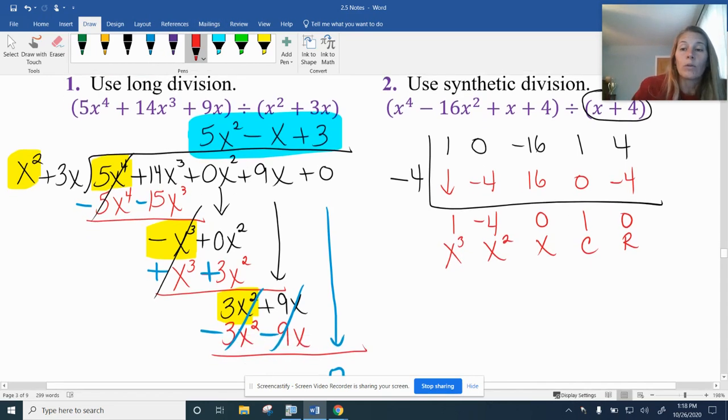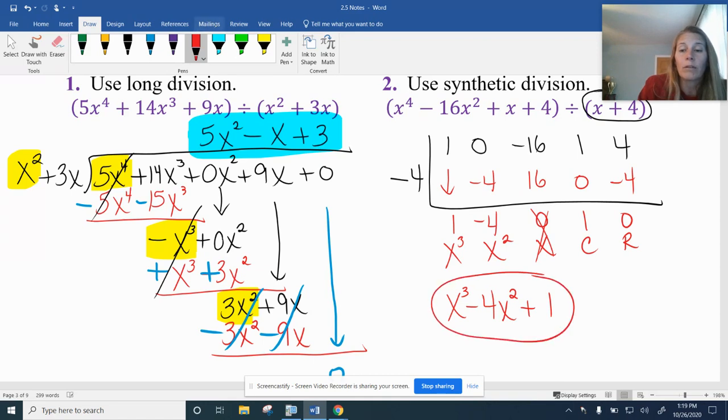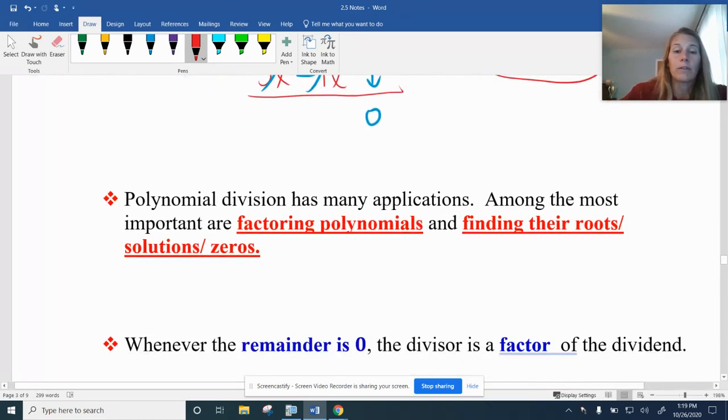Now, because I don't have a remainder here, I don't have to worry about that. So it's just going to be 1x cubed minus 4x squared. Again, if there's a 0 here, I don't have to put that in. So I can just write +1, and that would be my final answer for that one. All right, so now hopefully you're feeling better with this division, these two different methods of division.